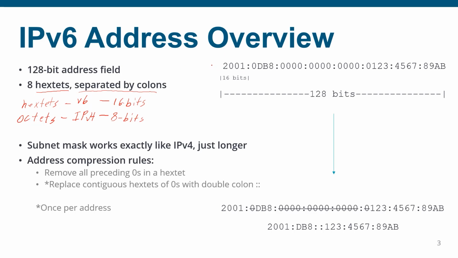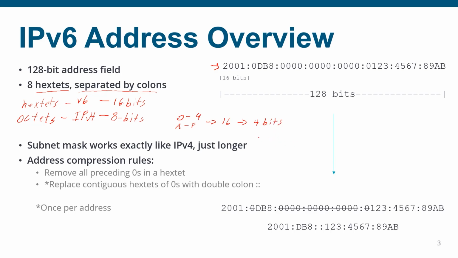So over on the right, we have an example IPv6 address here. The IPv6 address is written in hexadecimal. Hexadecimal includes 0 through 9 and the letters A through F, allowing for 16 characters, which means that each character is 4 bits.